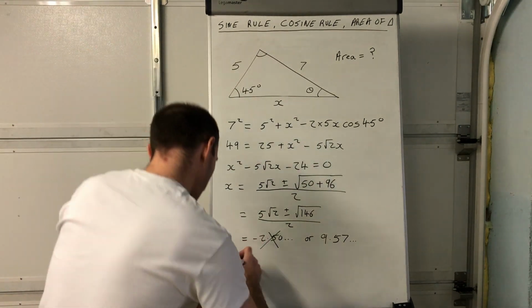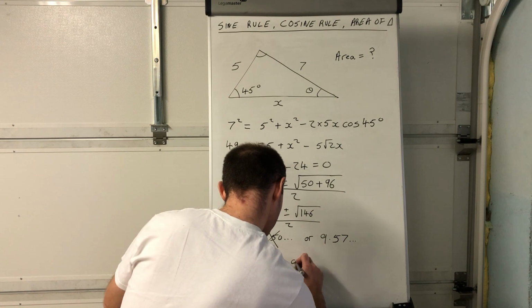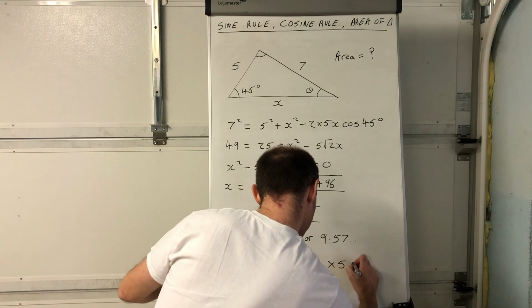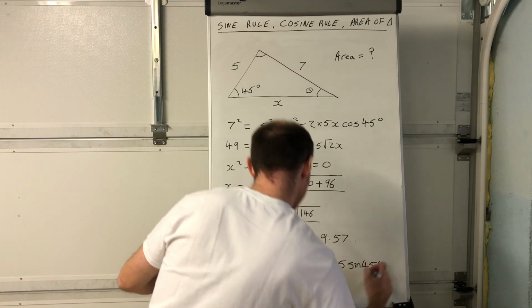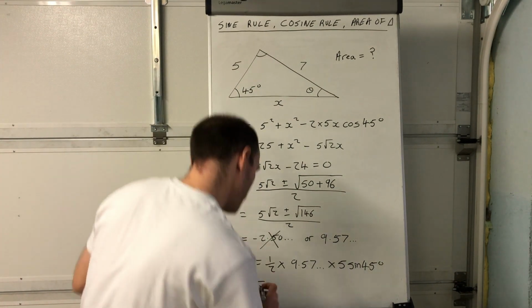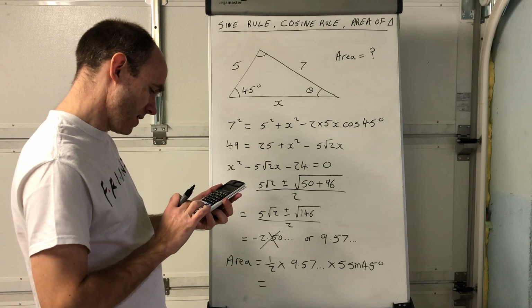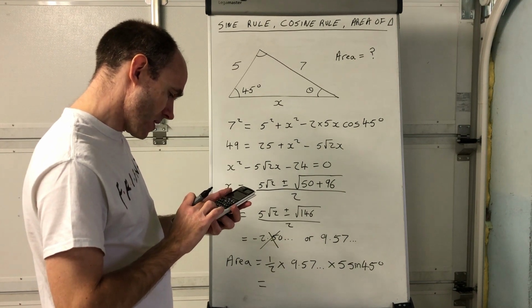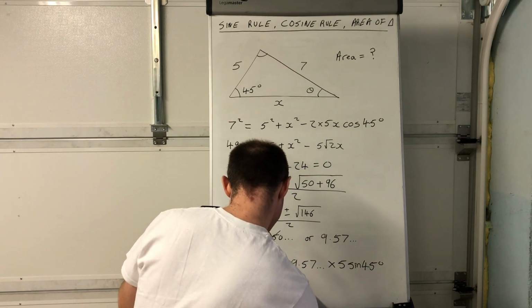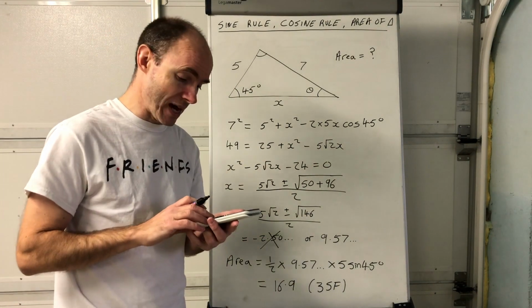And then we can apply the area of the triangle formula, so that's going to be a half times that 9.57 multiplied by that 5, and then sine 45 degrees, because we're using that length this time, and the sine of the angle in between them. Let's work out what that is. I've got the 9.57 already in my calculator, times that by 5, divided by 2, and then multiply by the sine of 45 degrees, and we get 16.9, again to 3 significant figures, which is the exact same answer we had last time.